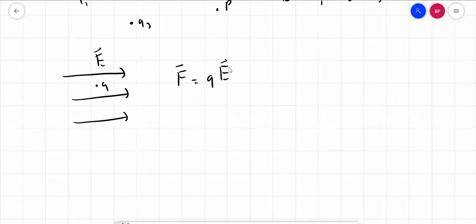So if our charge is positive, the force points in the direction of the electric field. And if our charge is negative, then the force points against the electric field. So if this was an electron, it would go this way. If it was a proton, it would go this way.